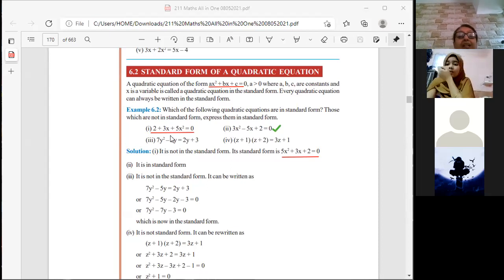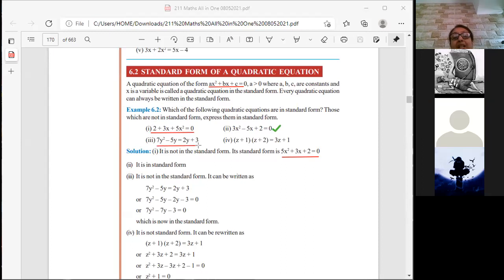Now look at the third question. Is it in the standard form? First I will have to say it is not in the standard form. Why? Because we don't have it in the form of ax square plus bx plus c.